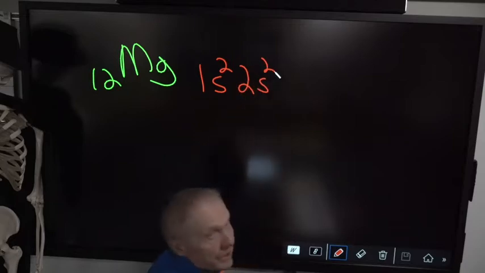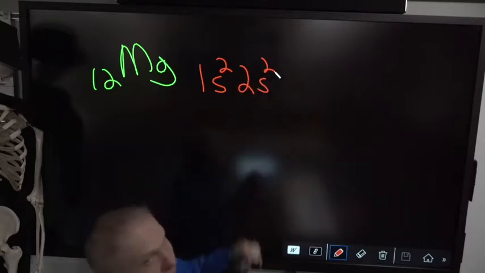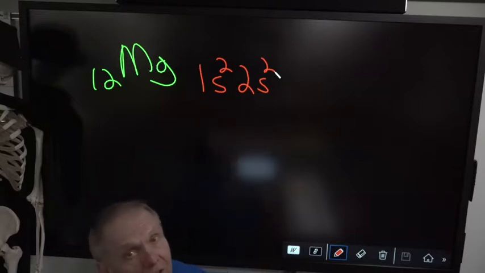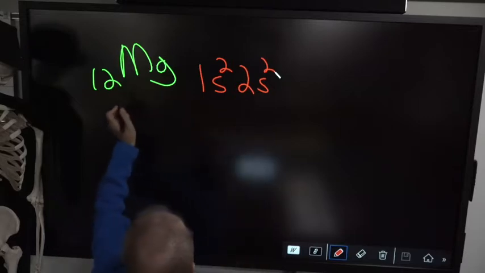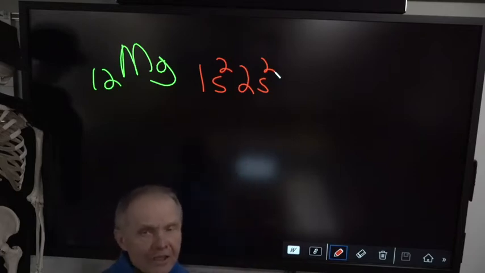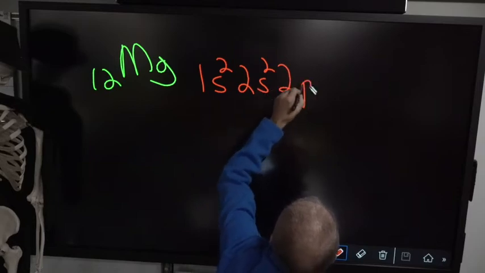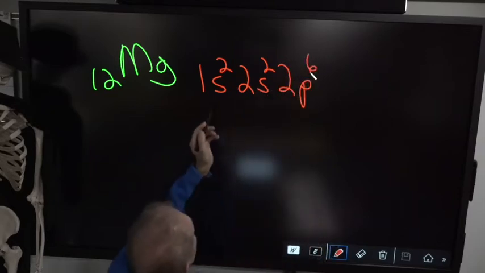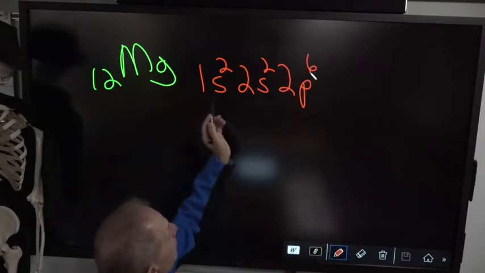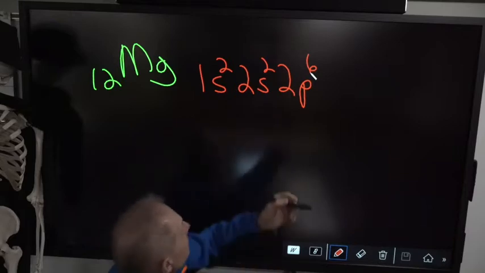2s2. We know that every energy level or shell starts with an S. That's why the second one. And we still have more electrons to plug in. We've only used 4 of them. And we know in the second shell we can have a max of 8. 2p6. So I've used 10 electrons. First shell filled, second shell filled, third shell. We got 2 electrons left.